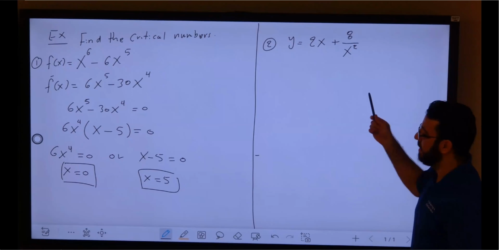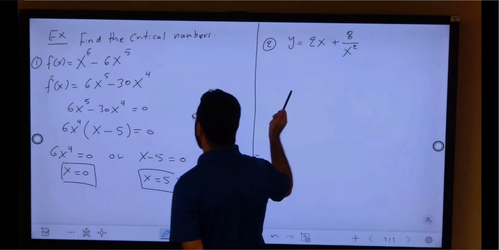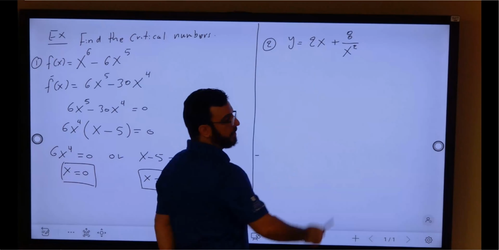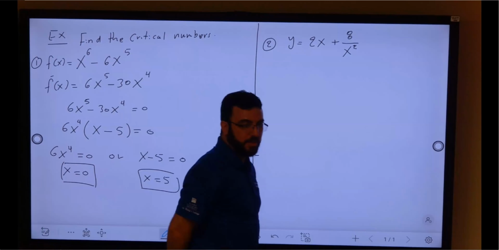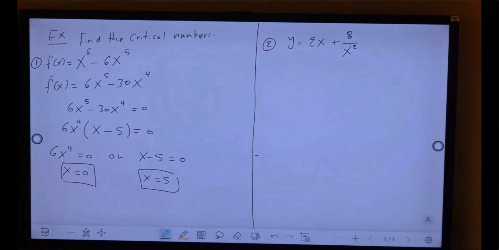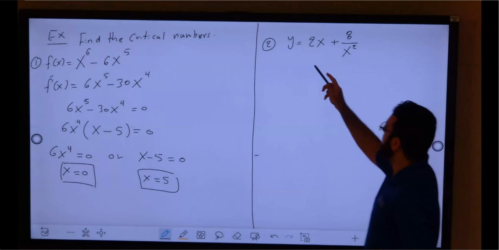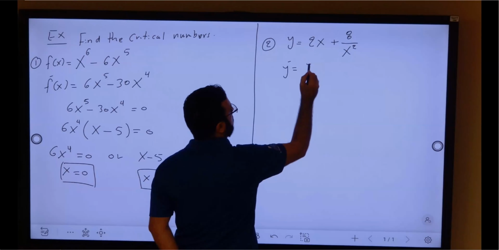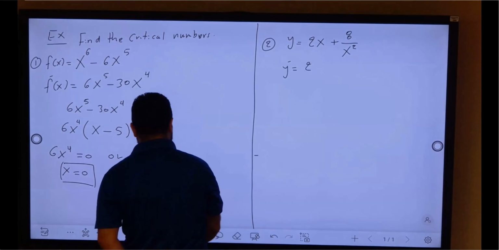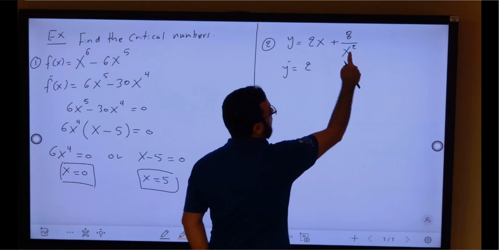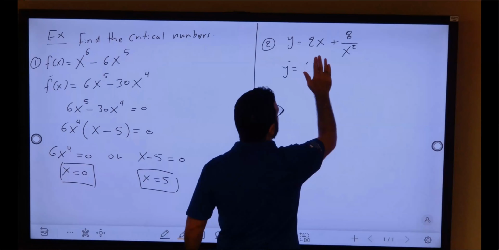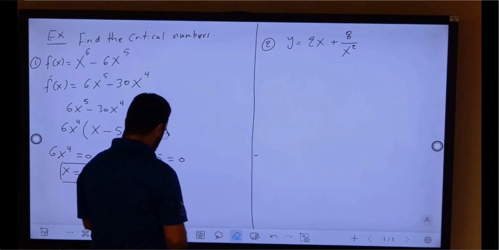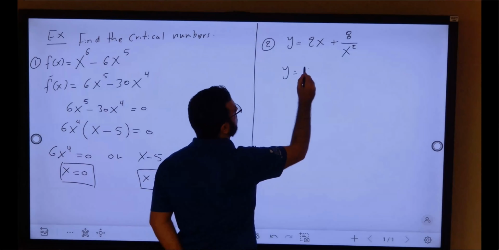What about this one? Find the critical numbers. Find the derivative. How are you going to find the derivative here? You can say, okay, here is y prime equal. The derivative for this part is 2. Before finding the derivative, you can use the quotient rule here, or I say, okay, I'm gonna make it easier for me, because I know you hate the quotient rule.